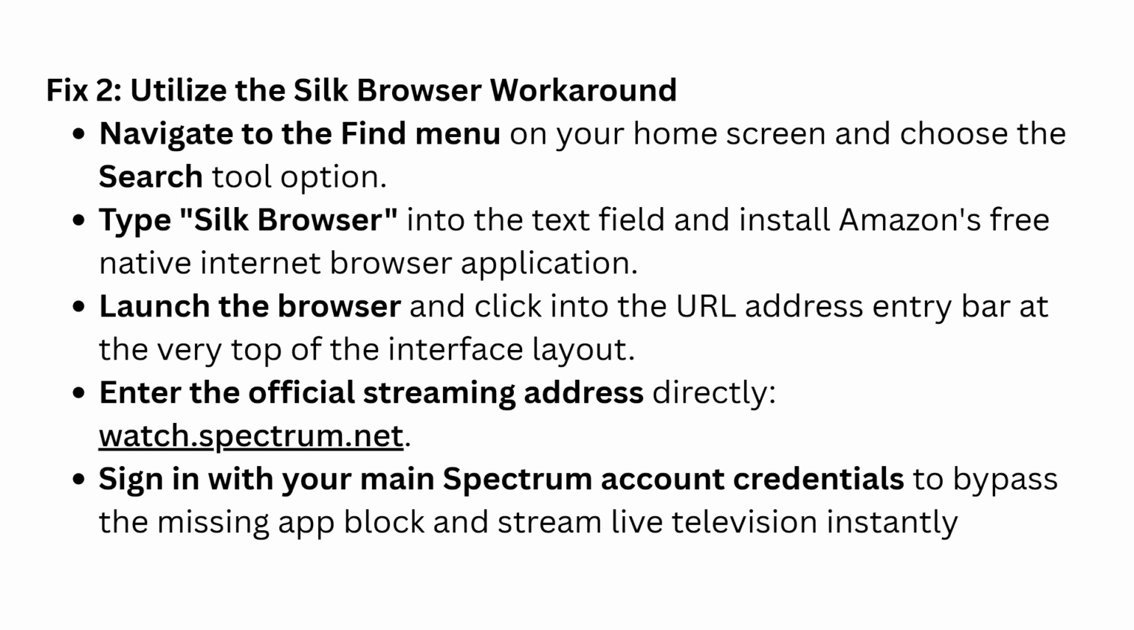Enter the official streaming address directly, watch.spectrum.net. Sign in with your main Spectrum account credentials to bypass the missing app block and stream live television instantly.